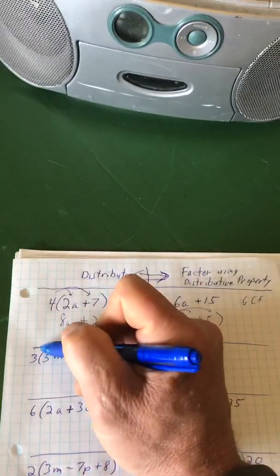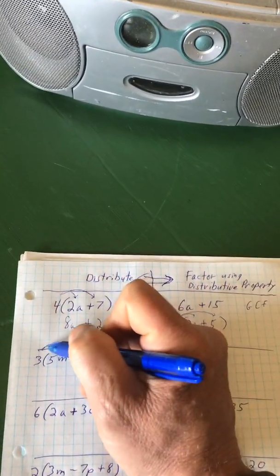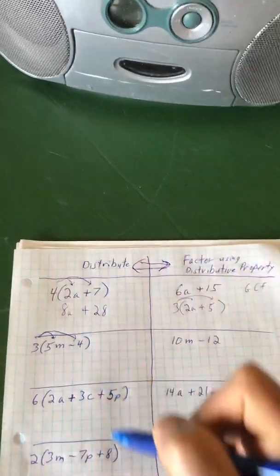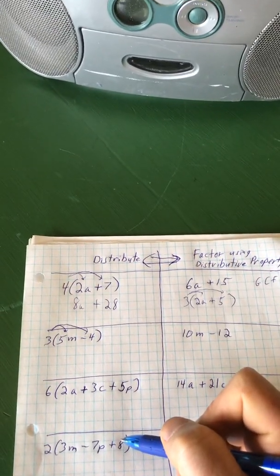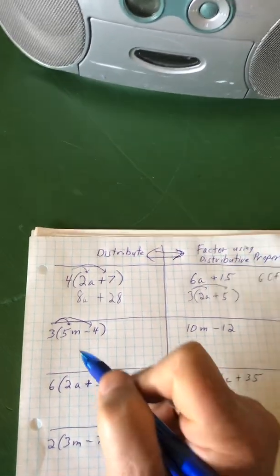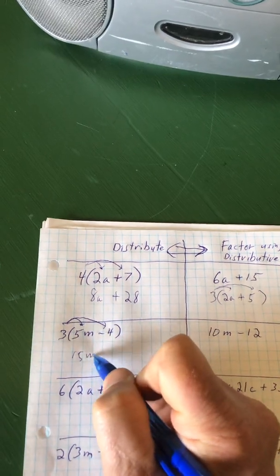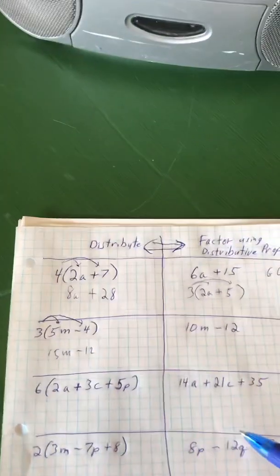And so I like doing the arrows. So go ahead and write the problem down and maybe write your answer. I'm going to pause for a second. So go ahead and write your answer down. And I hope you got 15m minus 12.